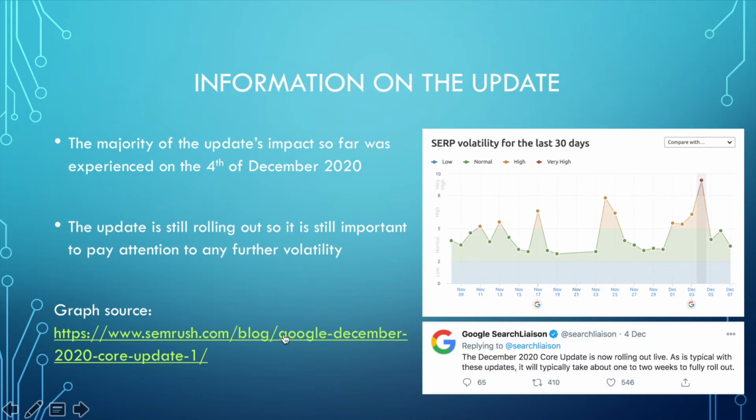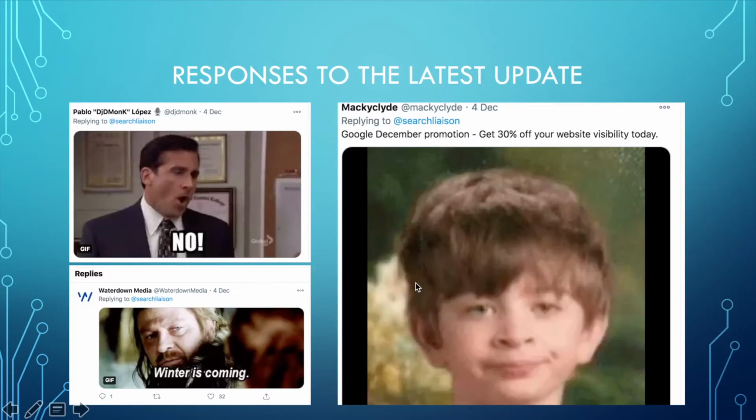Now, the majority of the update's impact so far was experienced on the 4th of December. As you can see here, I've taken this screenshot of SEMrush's search engine result pages volatility over the last 30 days. And you can see this is when search volatility was at a peak when the update started rolling out. And as of then, it started to drop and go back to more of a normal level. But of course, the update is still rolling out, and it's important to pay attention to any further volatility. And this is where the graph was sourced from, if you want to check it out.